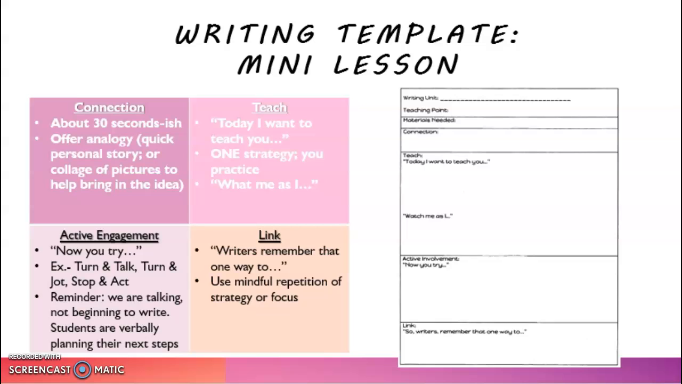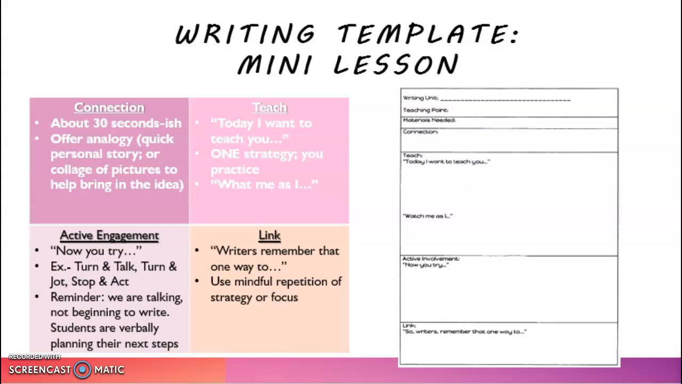The following is a writing template to help you guide your mini lesson. Each section is divided up to be specific to your mini lesson. The first is your connection. This is only about 30 seconds. This is where you make an analogy, a quick personal story, or provide a collage of pictures to help bring in the idea you're trying to key in on for your mini lesson.